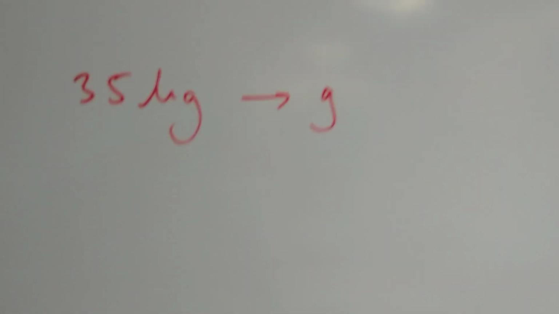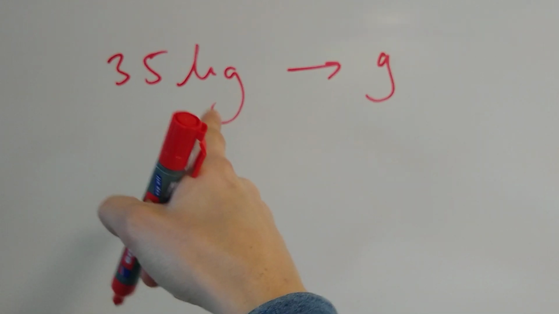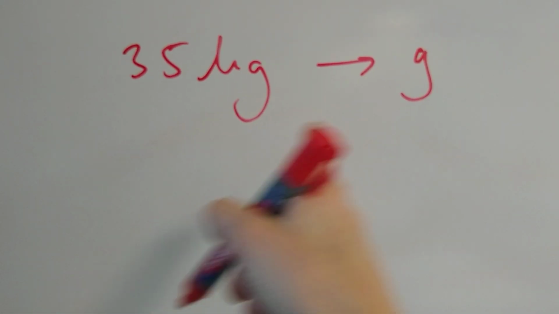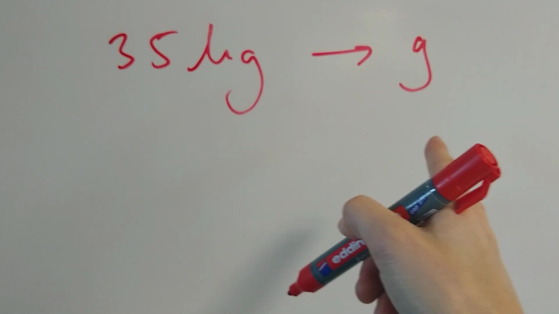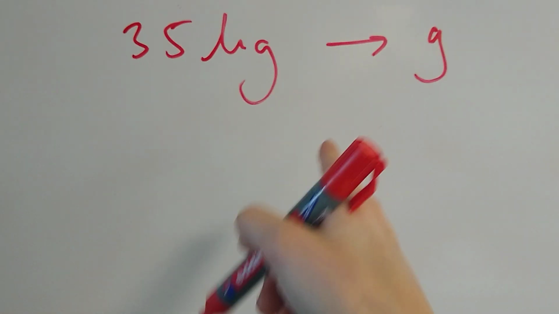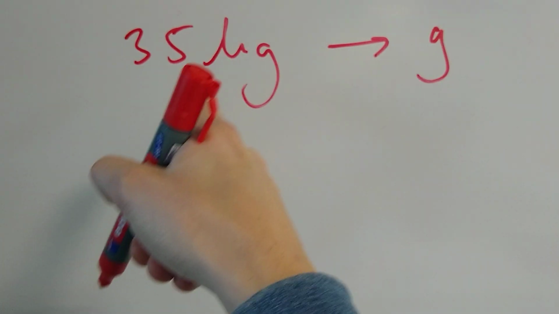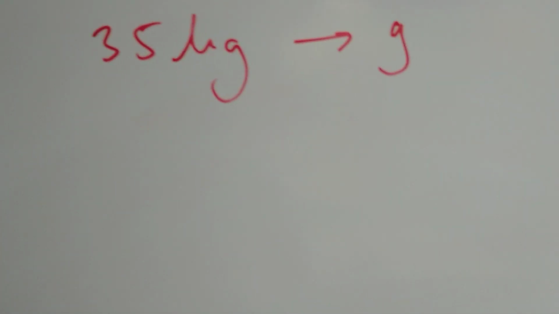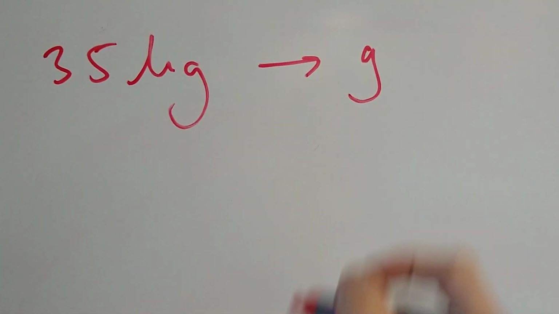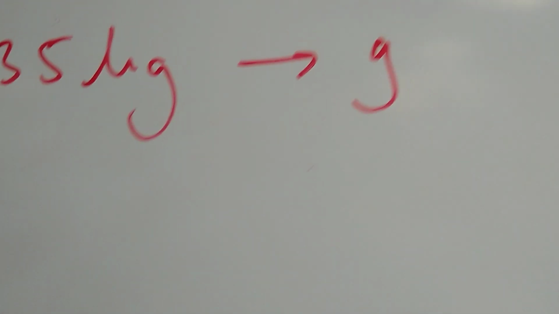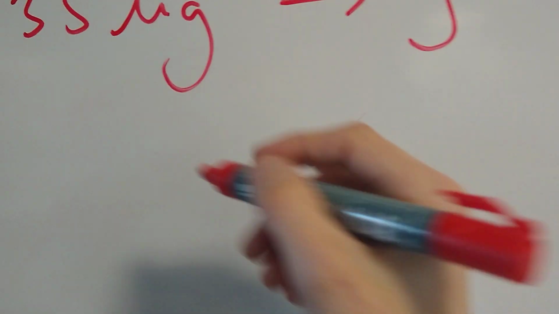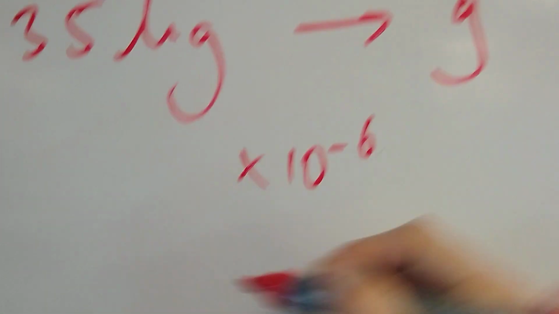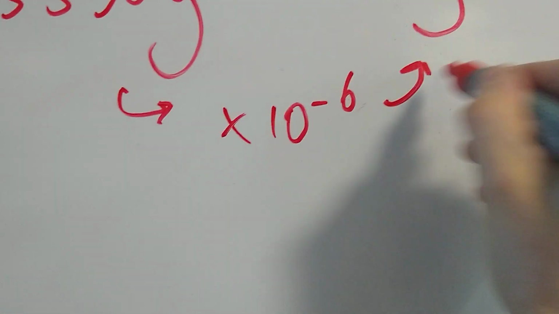Micrograms to grams. Think about it this way: if you've got 1 microgram, you need 1 million of those to get 1 gram. So you think about 1 centimeter, you need 100 of those to make 1 meter. So micrograms are 1 million times smaller than grams. So to go this way into grams, we need to divide by 1 million. That takes a lot of writing in, a lot of zeros, so we could just do it an easy way of saying times 10 to the minus 6. So that is our conversion here.